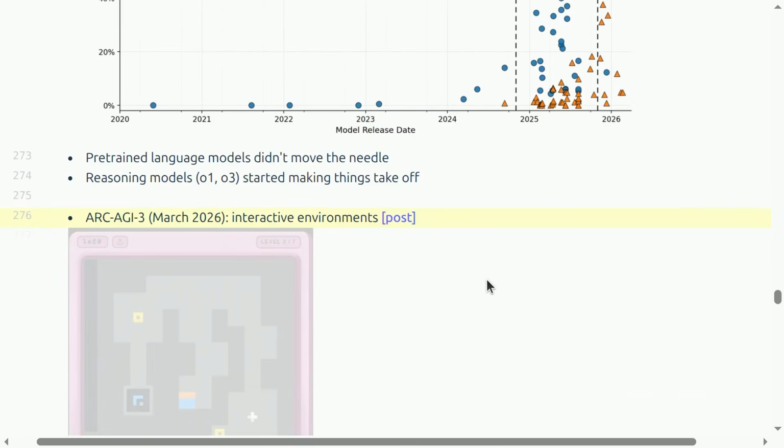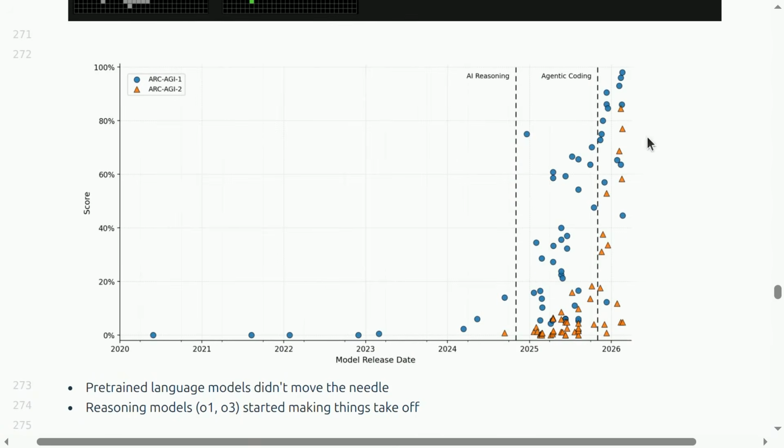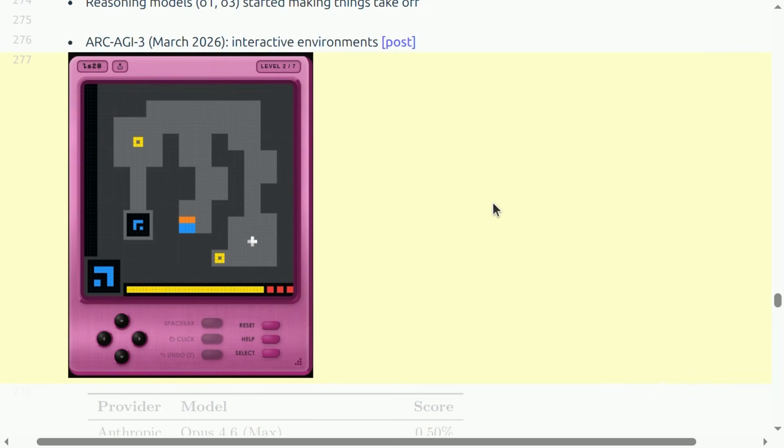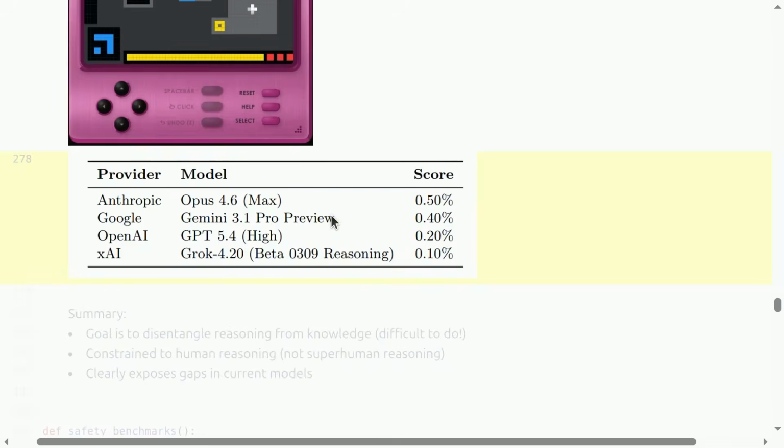Now, just last month, ArcAGI 3 came out. So you see this familiar pattern. The creators look at this and it's like, time for a new benchmark. This is now an interactive environment where you can go online and play this game. Again, no language. You're just trying to figure things out based on patterns. It's kind of fun. And now the scores are extremely low. So next year when I teach this class, I'm sure I'll have to update this slide, but we'll see.